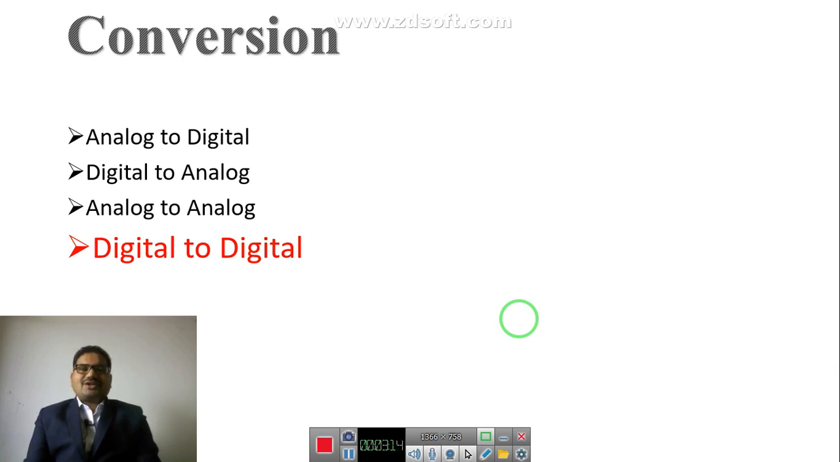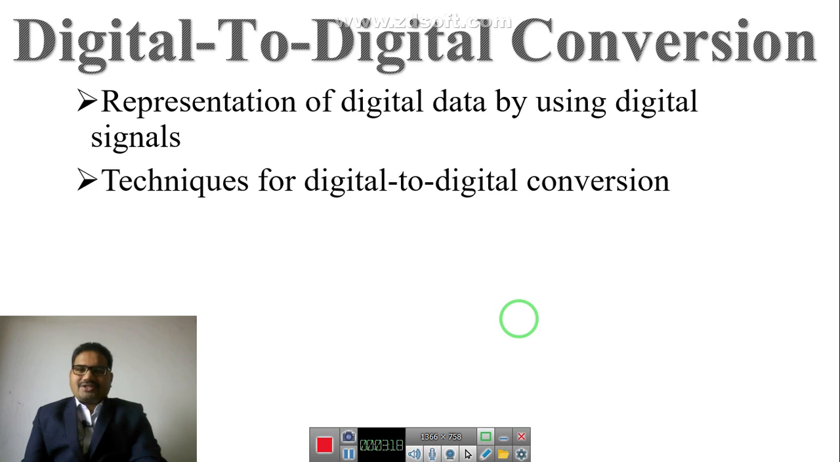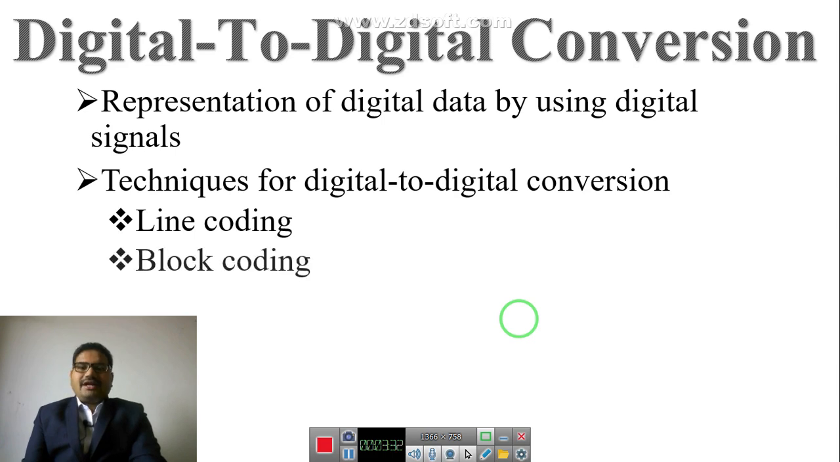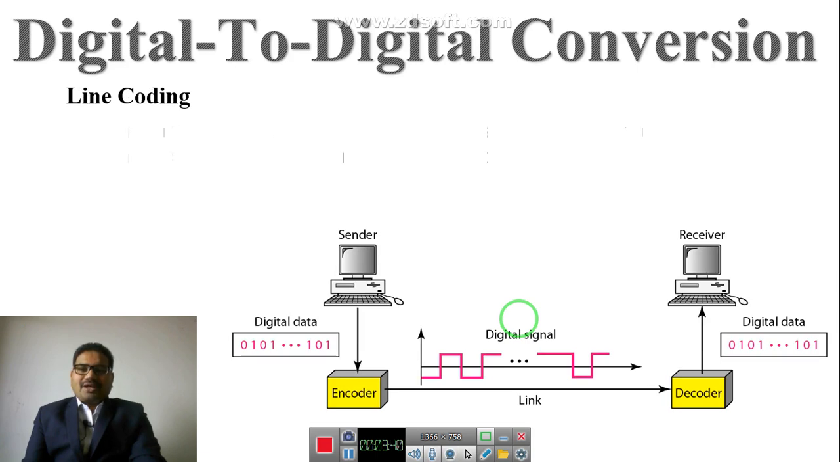So in this lecture, we are going to focus on digital to digital conversion. The representation of digital data by using digital signals is nothing but digital to digital conversion. So what are the techniques that we are going to use? It could be line coding, block coding, or scrambling. For this lecture, we are focusing on line coding.